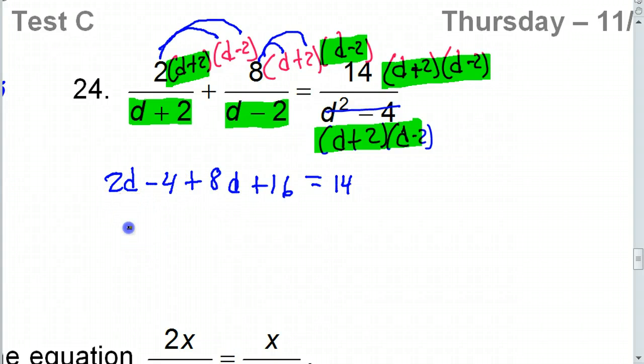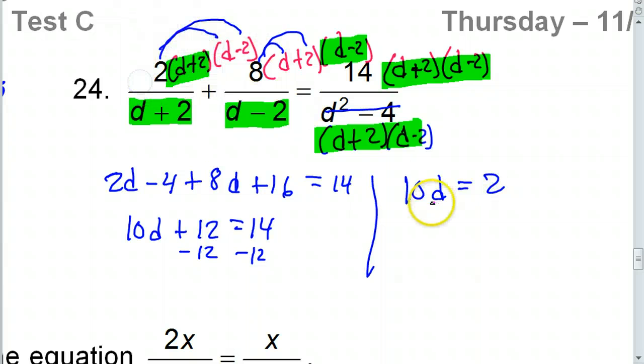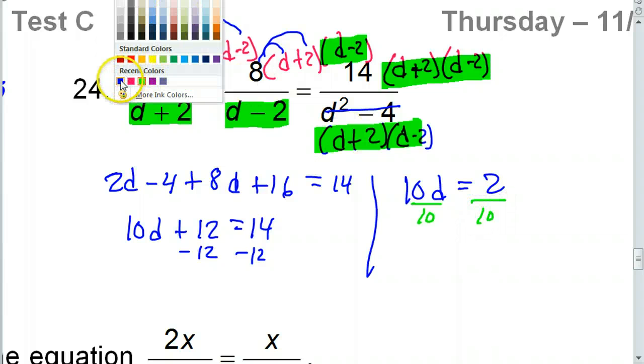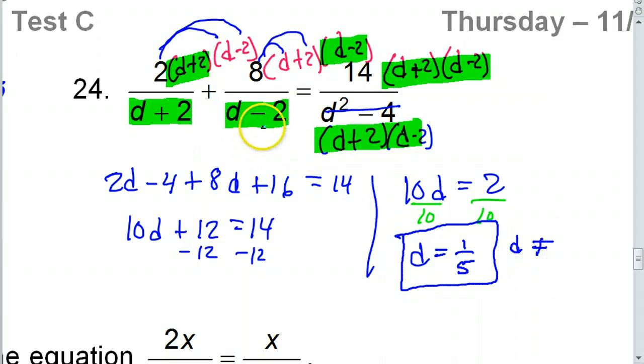All right, so 10d plus 12 is equal to 14. Subtract the 12. 10d is equal to 2. Divide by 10. D equals 1/5. And d cannot equal positive 2 or negative 2.